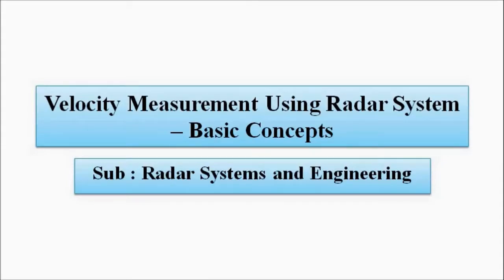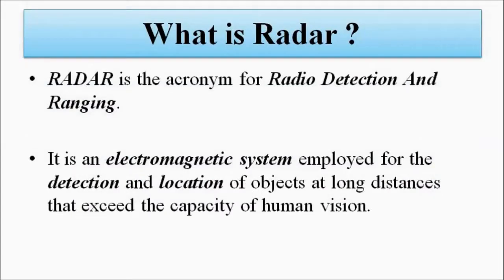So in this video we are going to discuss the concept of velocity measurement of target objects using radar, which is based on the frequency shift concept. So we all know that the radar, which is basically the acronym for radio detection and ranging, uses electromagnetic waves to detect the location and various features associated with target objects which are at very long distances.